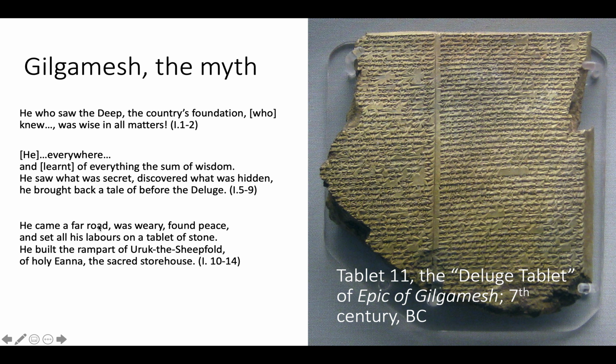He will do a lot of travels, and this is interesting. He set his labors on a tablet of stone. We get the idea from the first lines of the poem that Gilgamesh is not only this amazing man, in some ways the first man of this civilization, the king and the protector of this city, he's also a writer. This is like one of those stories where the main character becomes the writer of his own story. That's kind of interesting.